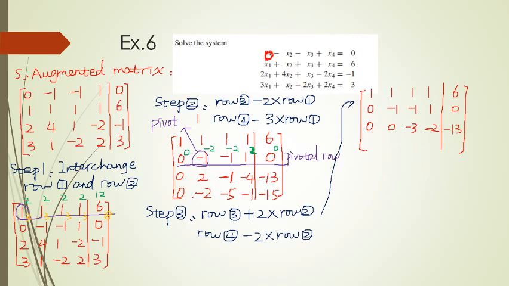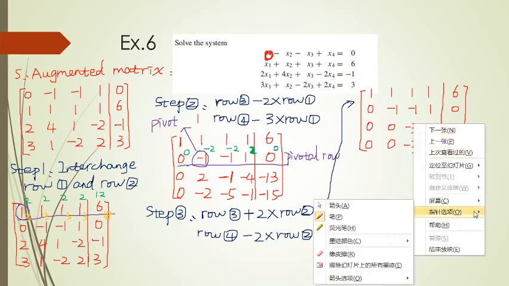And then row 4. Row 4 is minus these numbers. 0 minus 0, 0. Minus 2 minus minus 2, 0. Minus 5 minus minus 2, minus 5 plus 2, minus 3. Minus 1 minus 2, minus 3, right? Minus 3. Minus 15 minus 0, minus 15. Now, after step 3, we get this new augmented matrix, right?